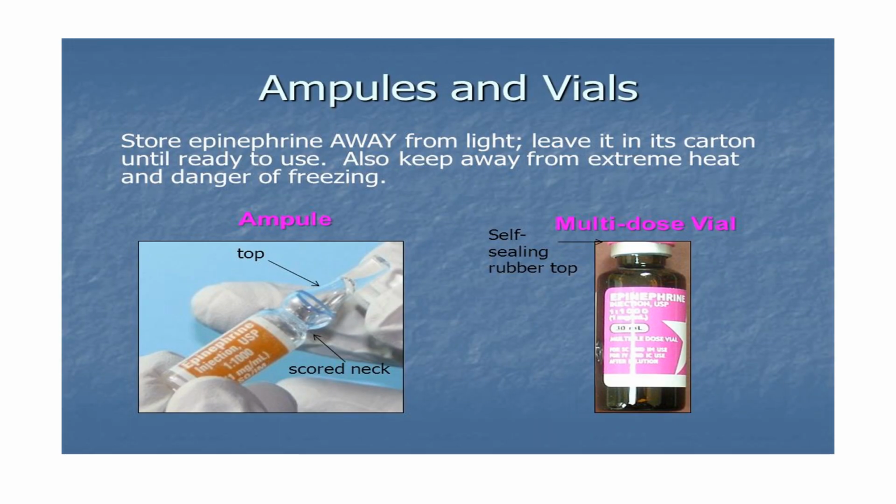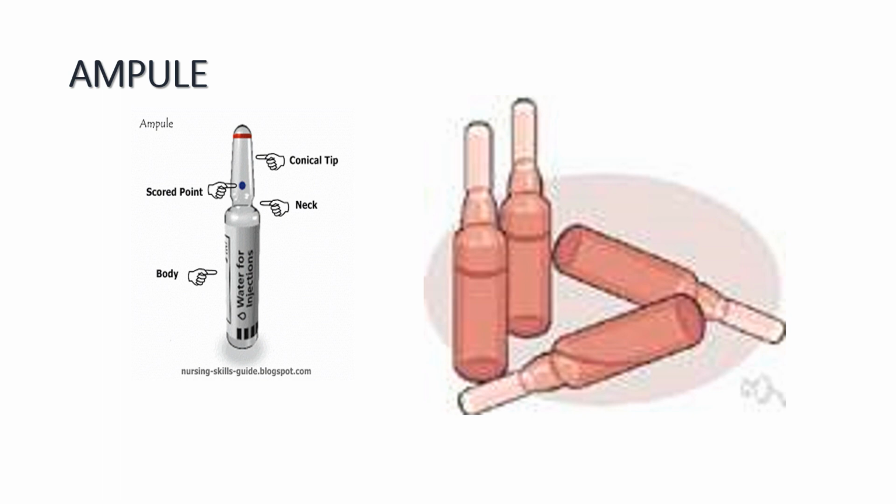Coming to the ampule and the vial. As you see in the picture, the first picture shows an ampule, which has a conical head with a neck and a body. What is the difference from the vial? A vial is a bottle which has a stout body with a rubber top.